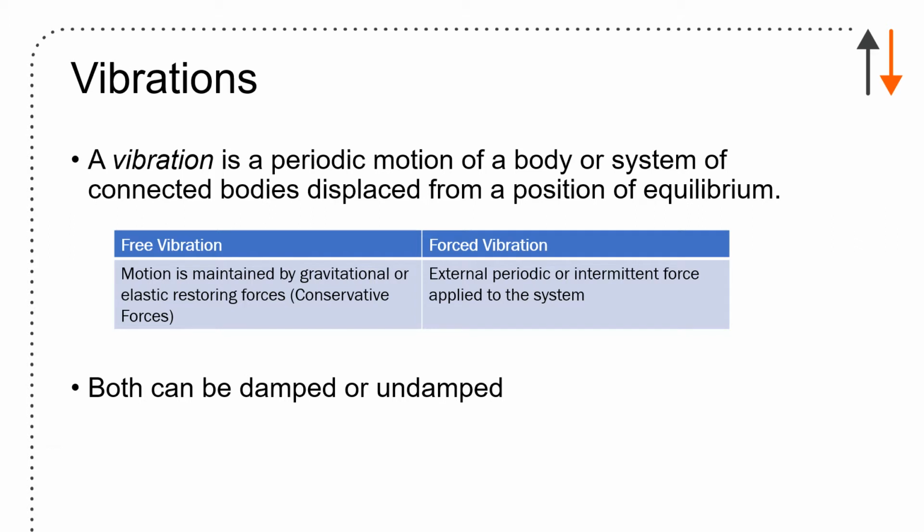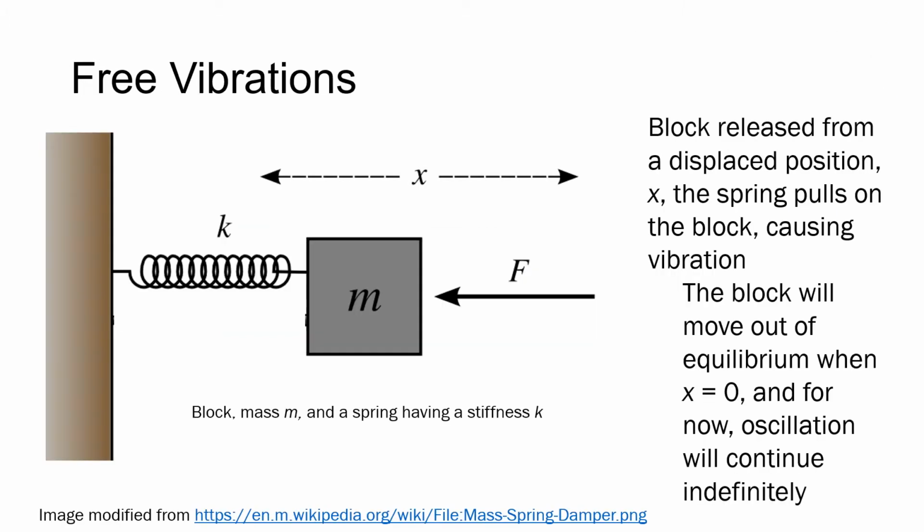Vibrations, and it's always good to have a definition: vibration is a periodic motion of a body or system of connected bodies displaced from a position of equilibrium. We're going to have two different cases. Free vibration, where motion is maintained by gravitational or elastic restoring forces, conservative forces, or we're going to have external periodic or intermittent forces applied to the system. And so the typical case is, say, a mass on a spring, and it's just going to oscillate up and down. Both can be damped or undamped. We'll talk about what those are later. But let's start with the first one.